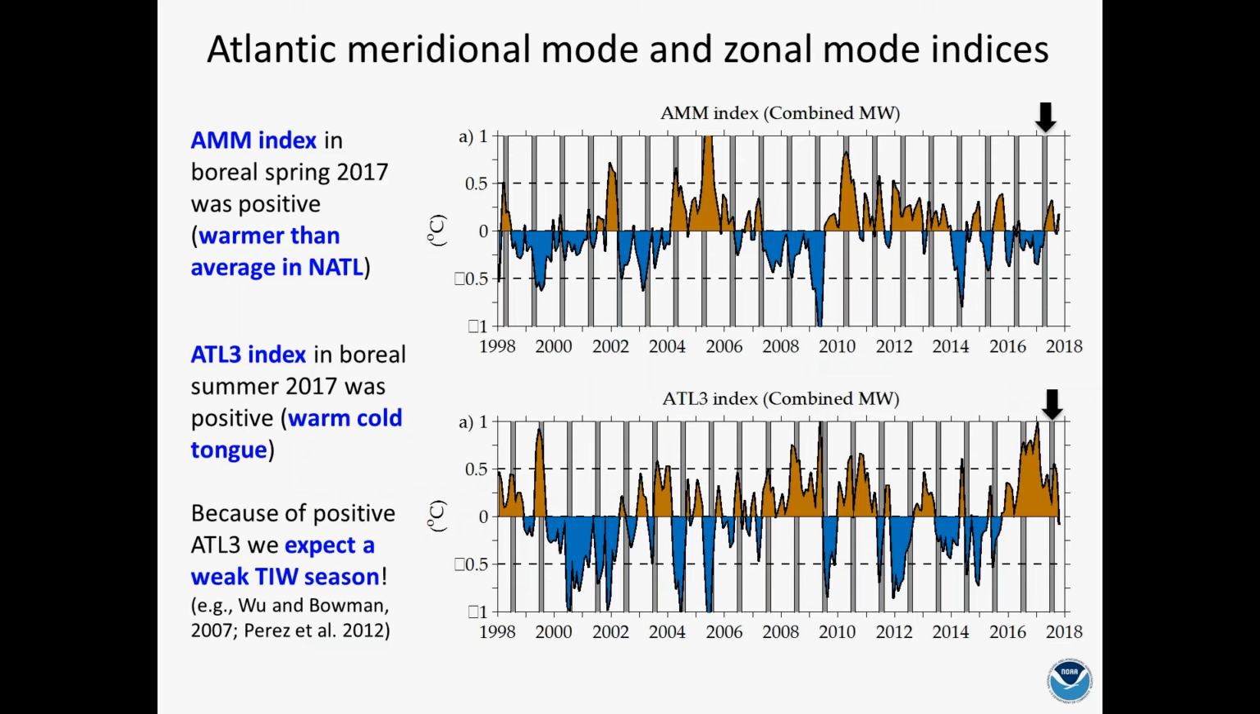Okay, so this is the actual indices themselves, and you see, yes, in 2017 in spring, the AMM index was slightly positive, so we had a warmer than average North Atlantic in the spring. This lower panel shows you the zonal mode index, the ATL3 index, and you see in the summer, yes, it was warmer than average. So we had an anomalously warm cold tongue in the summer.